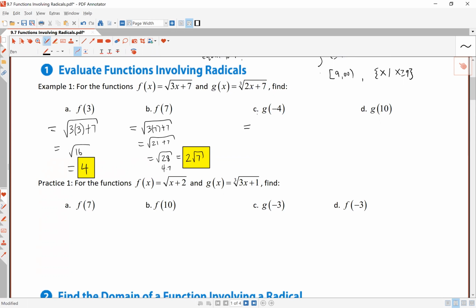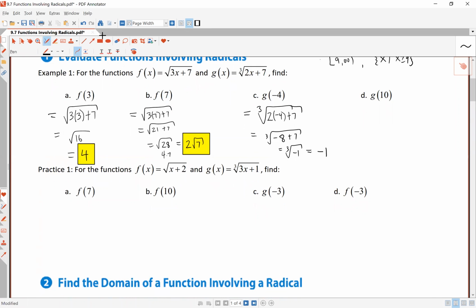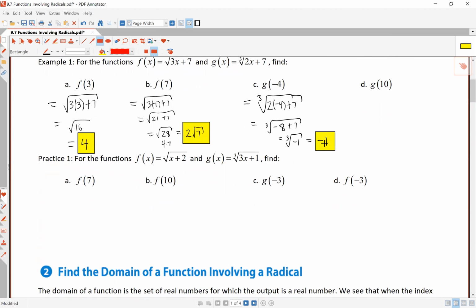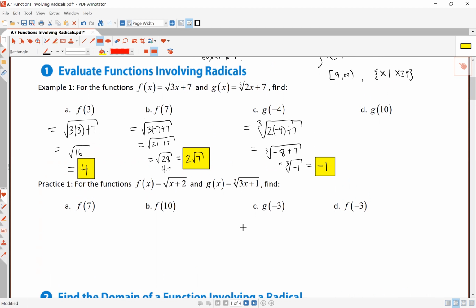Now letter C calls for the G function, which is the cube root, but it says first multiply your input by 2. Our input's -4 times 2, and then add 7. So that's -8 plus 7, which is the cube root of -1. And the cube root of -1 is -1 because -1 times -1 times -1 is -1. Remember, you can have negatives underneath cube roots, but not under square roots.